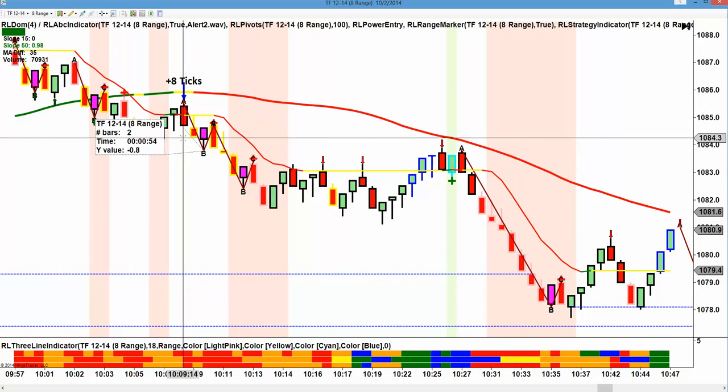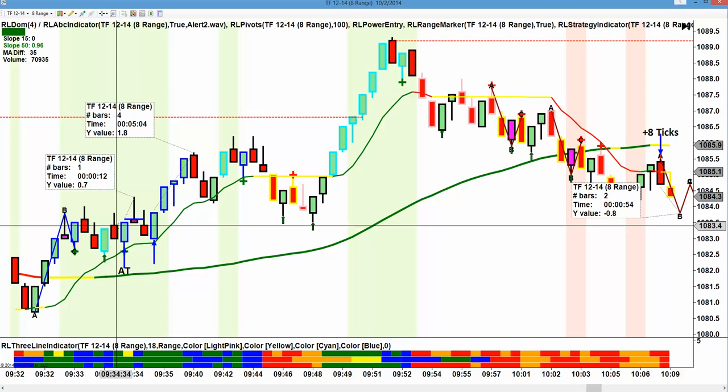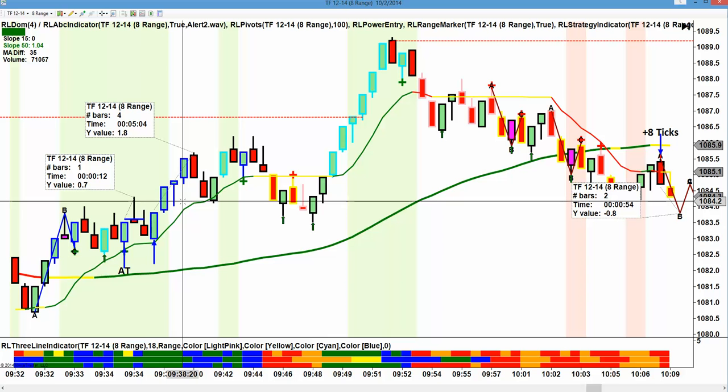This is a trade we took for 8 ticks. This is an auto trader win. This is a trade that I missed. I remember because this trade occurred when I was taking one of the rare losers we had that went for 18.